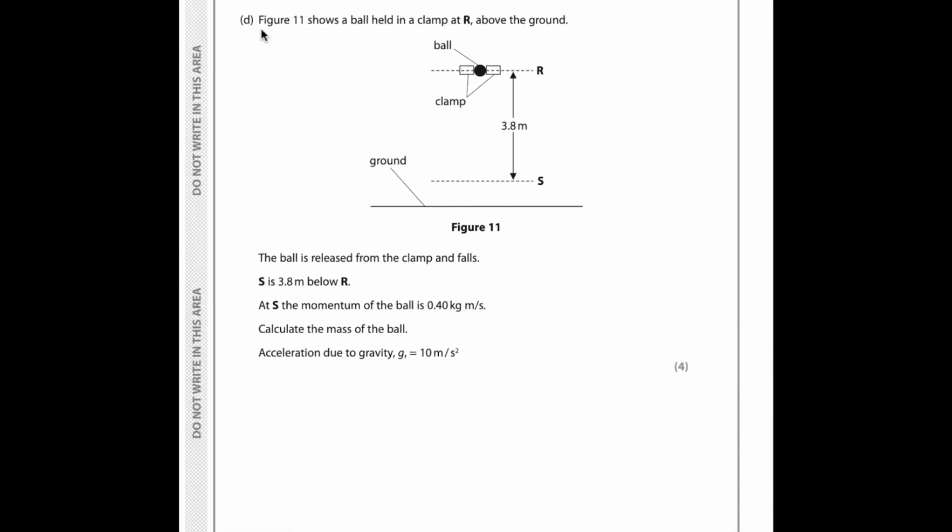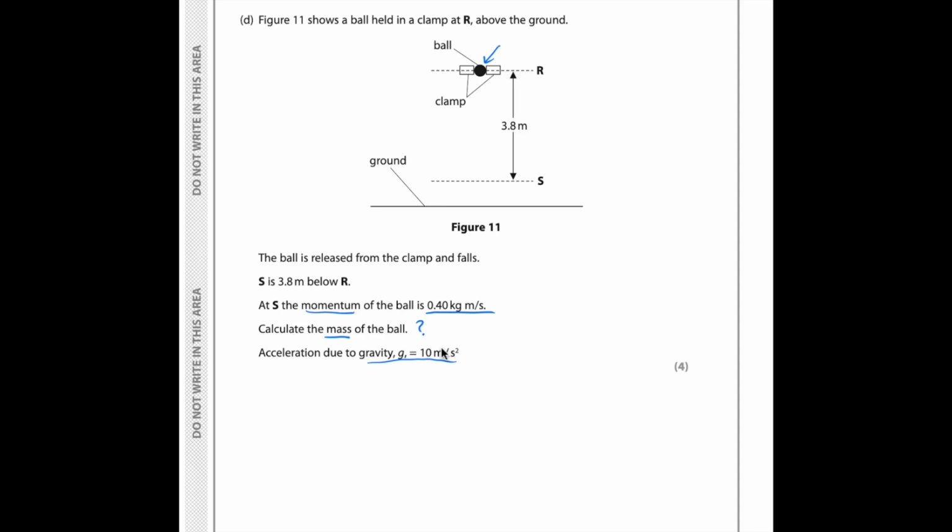Part D. Figure 11 shows a ball held in a clamp at R above the ground. There's the ball there. The ball is released from the clamp and it falls. S is 3.8 meters below R. At S, the momentum of the ball is 0.4 kilograms meters a second. Calculate the mass of the ball. Acceleration due to gravity is 10. Okay, calculate the mass of the ball, that's our target.